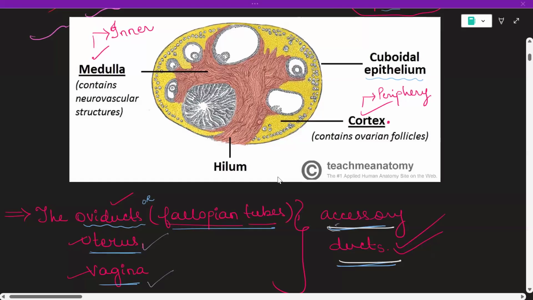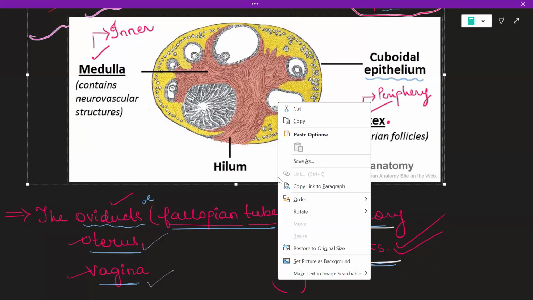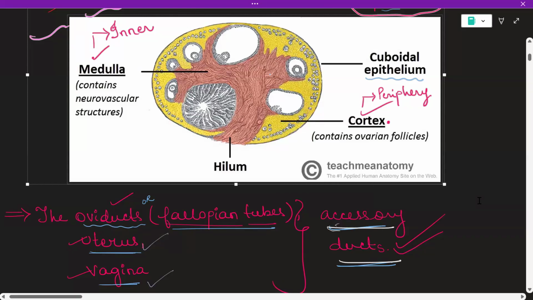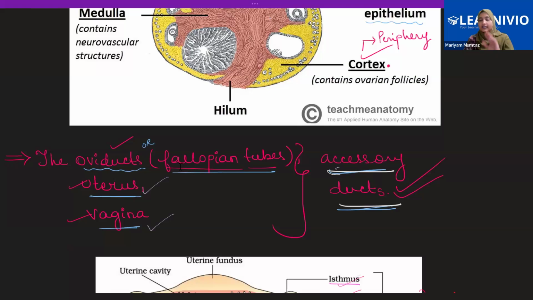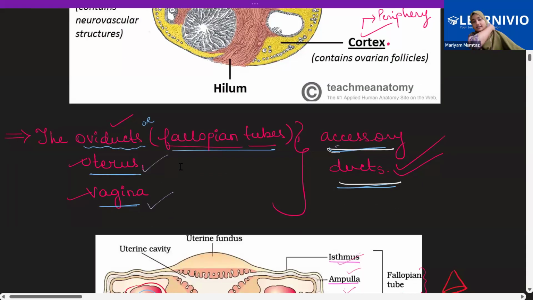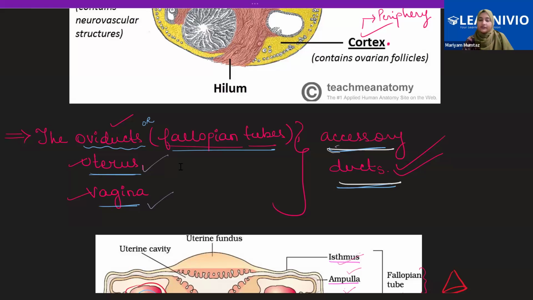Furthermore, after the ovary, the next part of the female reproductive system is the oviduct, which is also called the fallopian tube. Why is it there? It's there for the transportation of the female gamete to where it is required to be during fertilization. So when we talk about the oviduct, the fallopian tube, the uterus, and the vagina, these three things are considered the accessory ducts of the female.